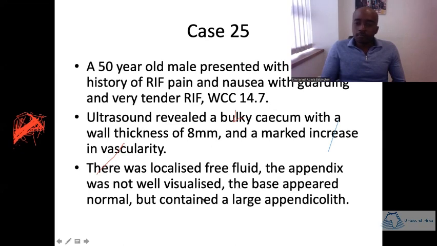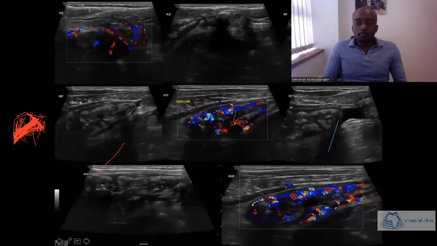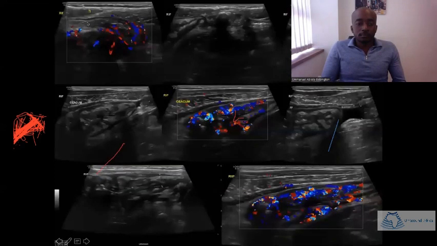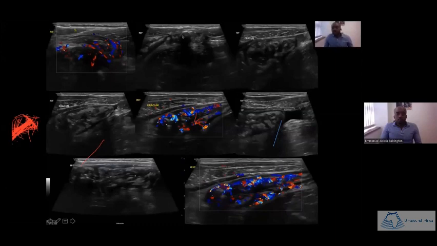However, the base appeared normal, but contained a large appendicolith. So I'll show you. That's the terminal ileum there opening into the cecum. Here we have the base of the cecum, you can see the tip of the cecum, and you can see the base of the appendix somewhere here. We couldn't really see much of the appendix, but there's the appendicolith there. The base of the appendix looks normal.